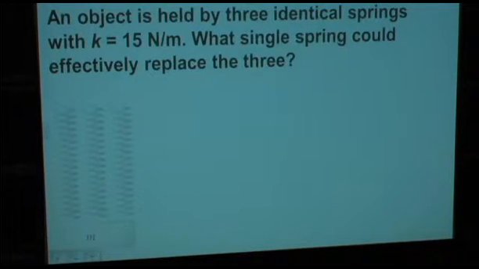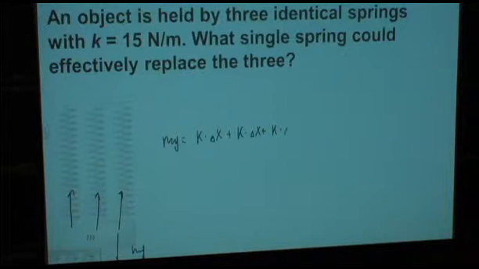Well, this problem is about a free body diagram. What we have here is an equilibrium. So the force of gravity acting down on this weight should be equal to the spring constant times the elongation of the first spring, spring constant times the elongation of the second spring, spring constant times the elongation of the third spring.